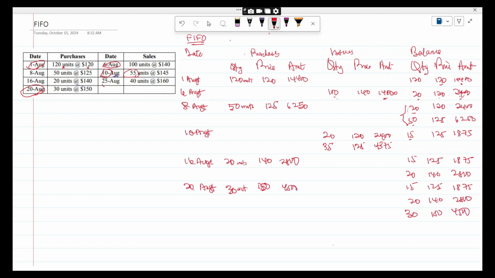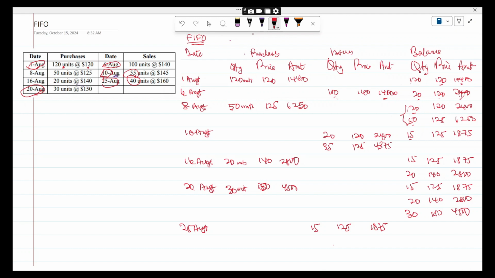Now let's go to the last one, which is the 25th of August. On the 25th of August, we are going to sell 40 units. We already have 15 there, 20 there, and 30. So we're going to sell the 15 first: 15 at 125, giving us 1,875.